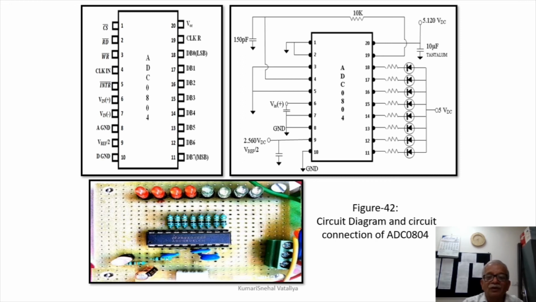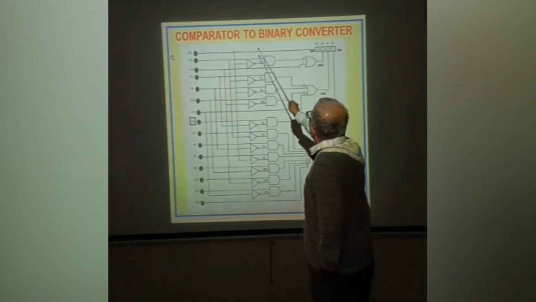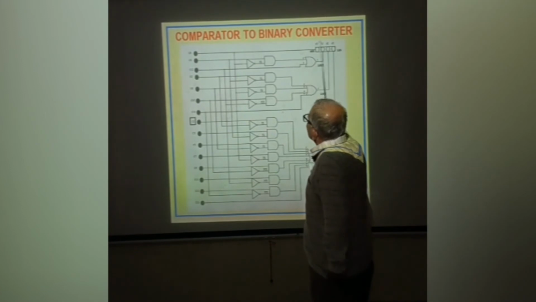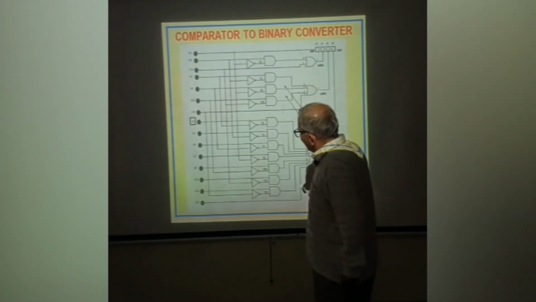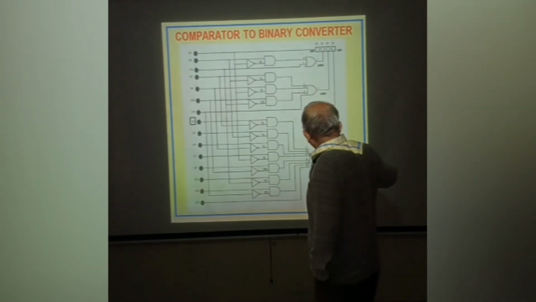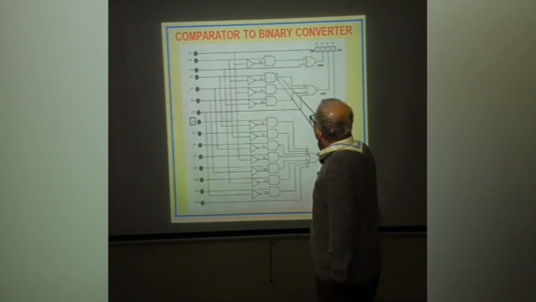However, this is an 8-bit IC, and therefore it requires 256 comparators if we want to make a simultaneous conversion. In the next slides, you will see how a gigantic, huge circuit is required if you want to make even a 4-bit conversion, and therefore 8-bit conversion is physically not possible unless you have all the circuit on a single chip. Here a comparator to binary converter circuit is being shown, and you can see how gigantic this circuit becomes.